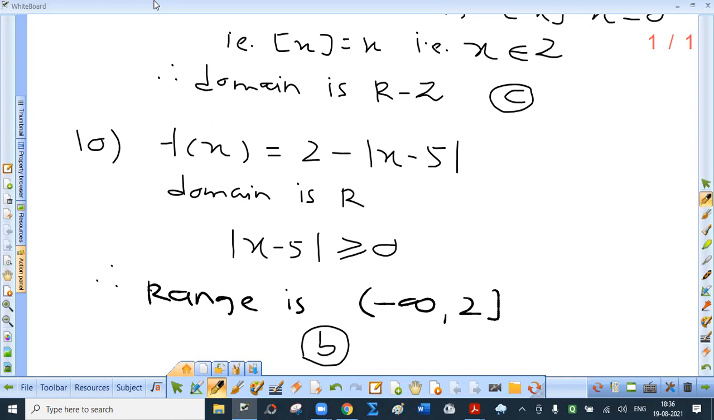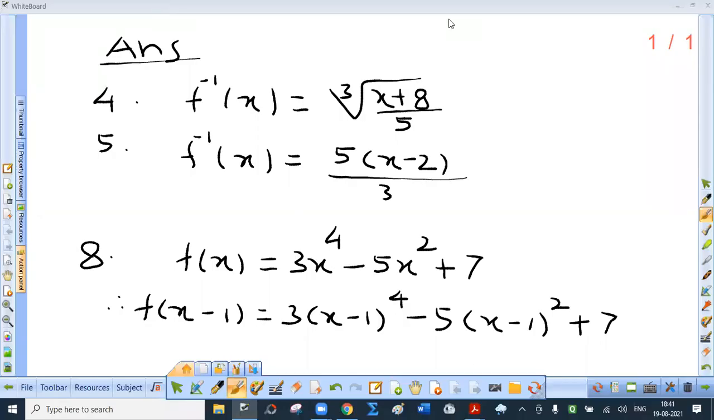So we have covered all the 10 MCQs. Actually, from second, first 7 sums are similar to what we already did. So they are for homework. If you want, you can write answers for 4th and 5th.